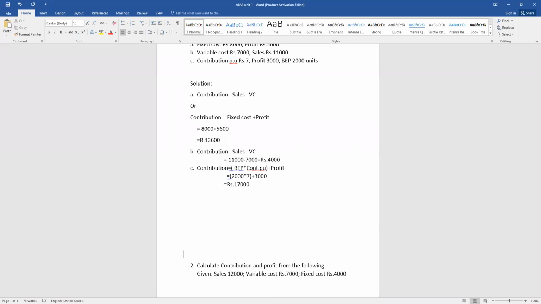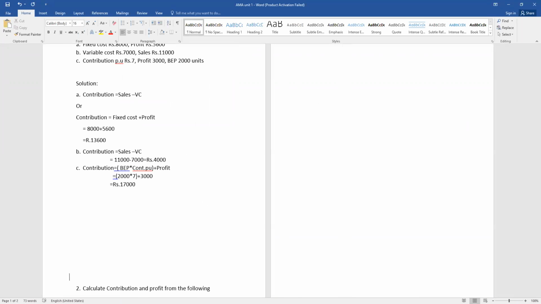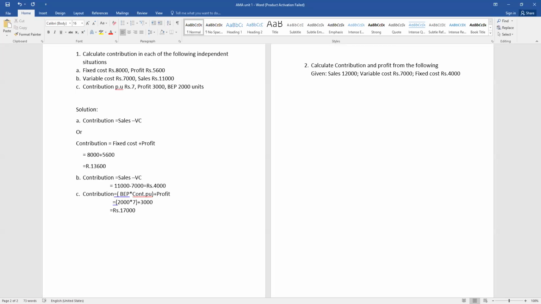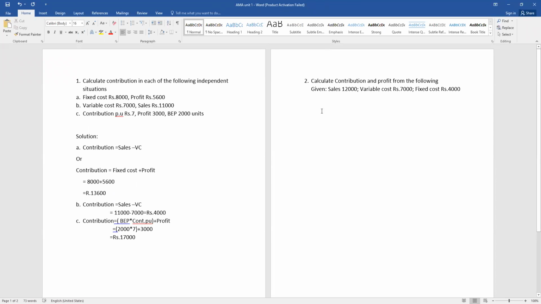So now coming to the second question. Is the second question clear? Yes, ma'am. Now moving on, is the first question clear? Yes, ma'am. Coming to the second question. In this question, they have asked you to calculate the contribution as well as the profit. So first let us calculate the contribution.